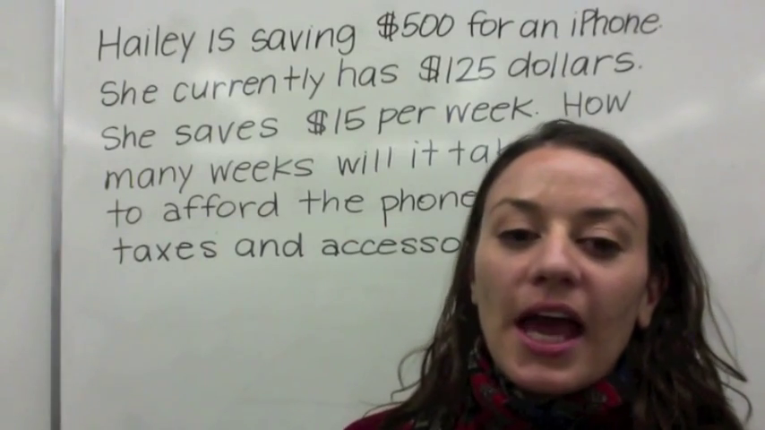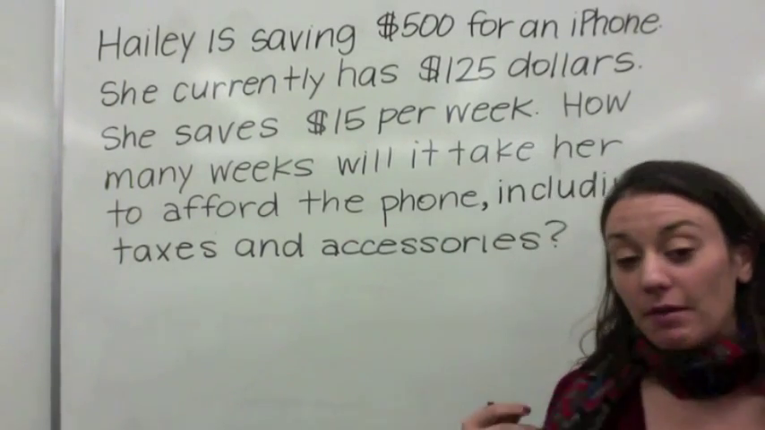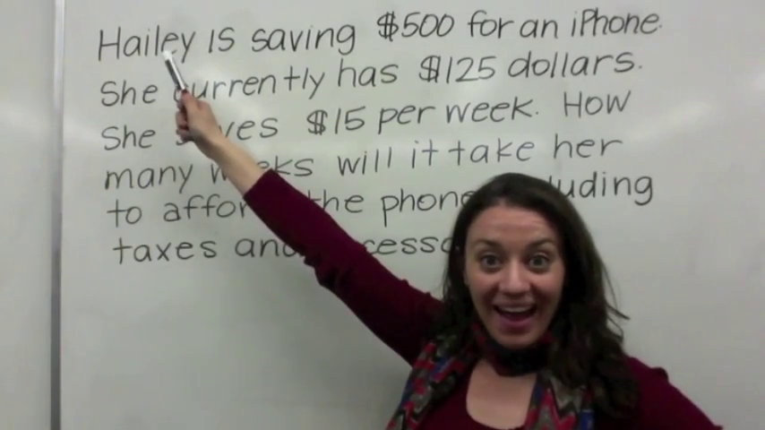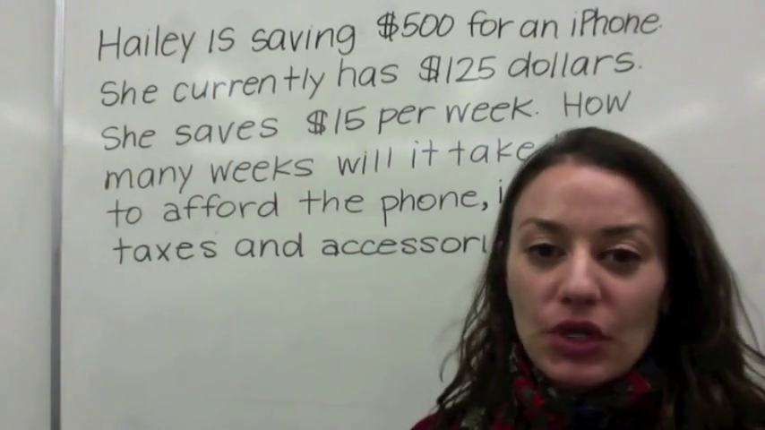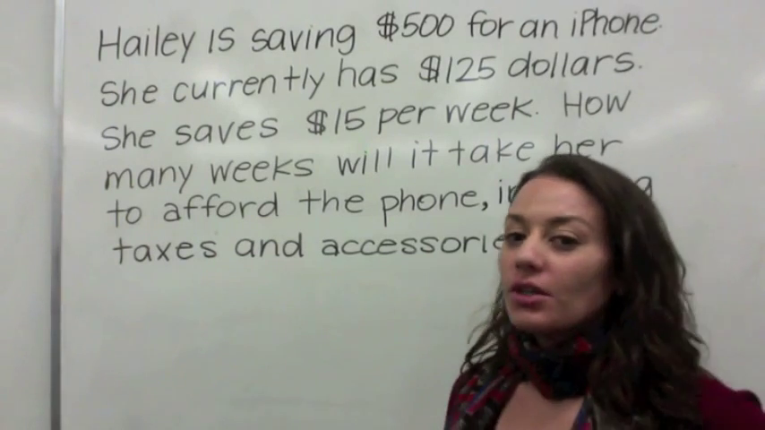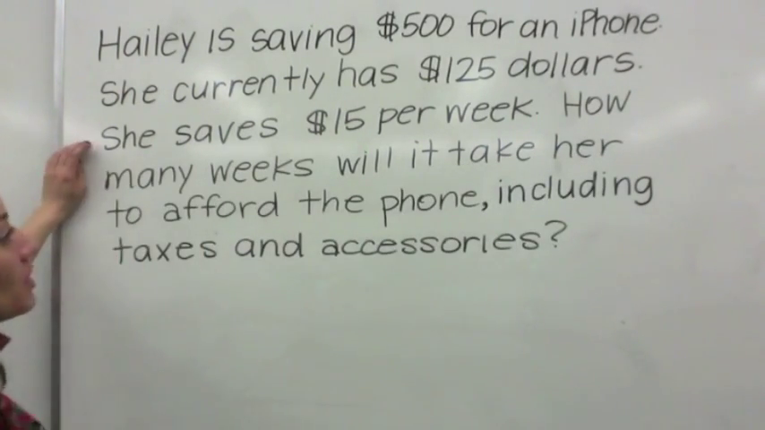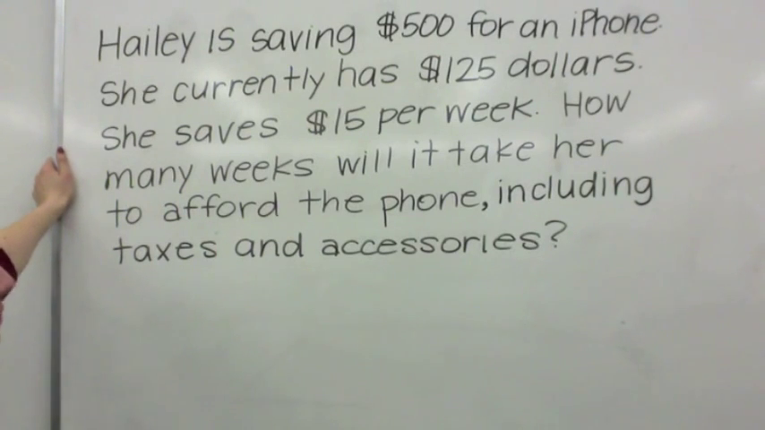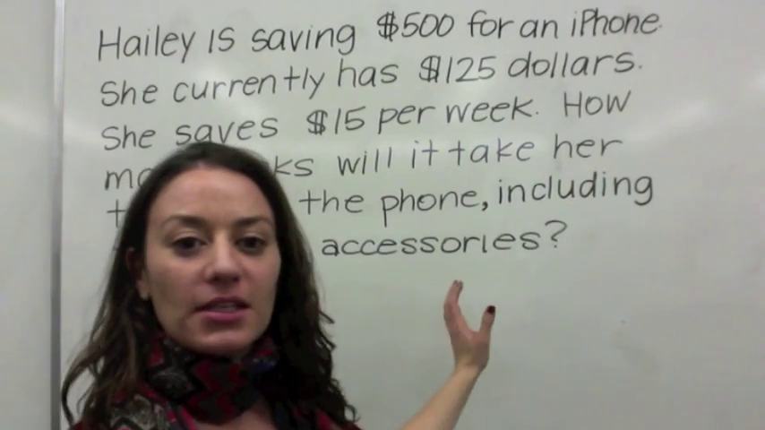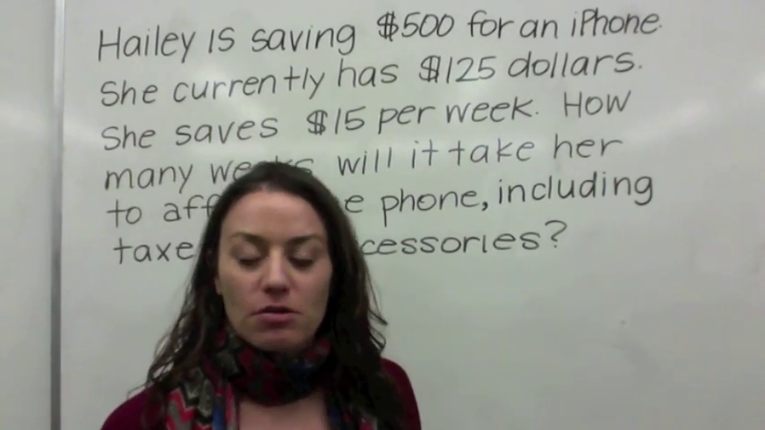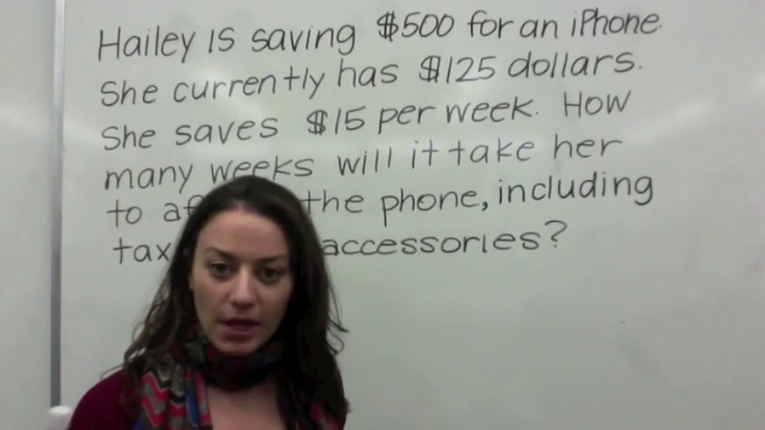So let's take a look at a real-life example of a multi-step inequality. It says Haley is saving $500 for an iPhone. She currently has $125. She saves $15 per week. How many weeks will it take for her to afford the phone, including taxes and accessories, like maybe a cover for her iPhone, right?